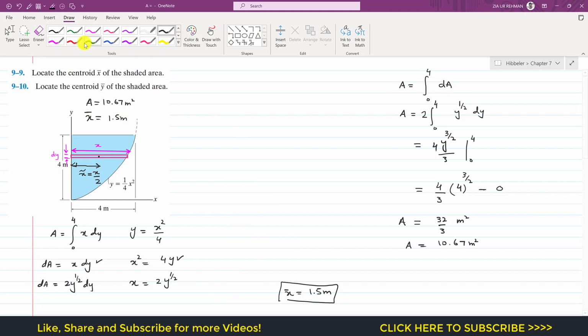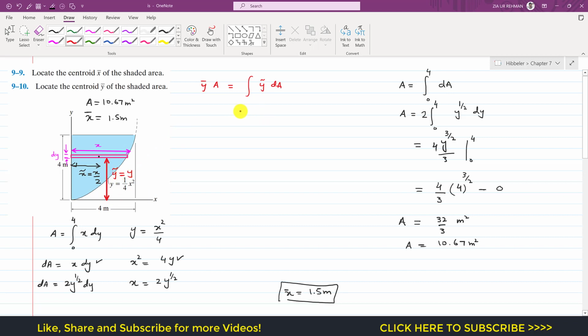So now for y bar, we can write that y bar into that area is equal to, again, the integral of y tilde dA. Now y tilde is the location of the centroid of this differential strip from the x-axis. So this is y tilde. And as this differential strip is located at a distance of y from the x-axis, its centroid will also be located at a distance of y from that axis. So y tilde is equal to y.